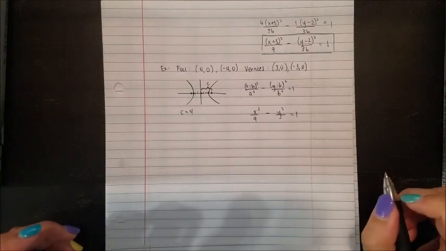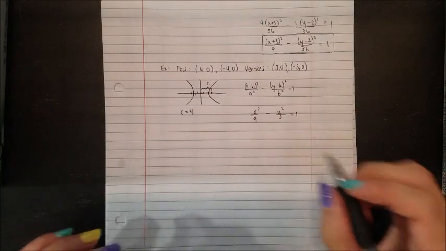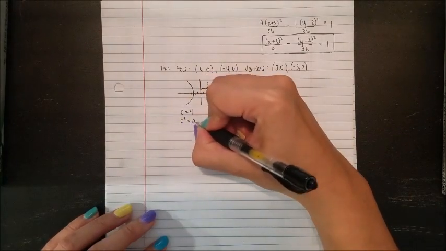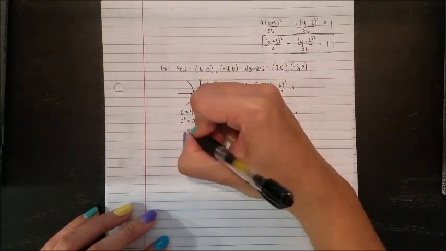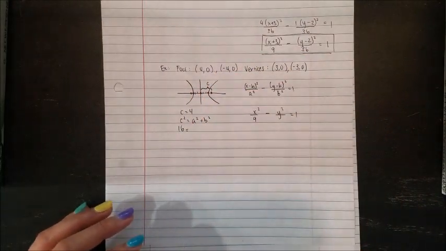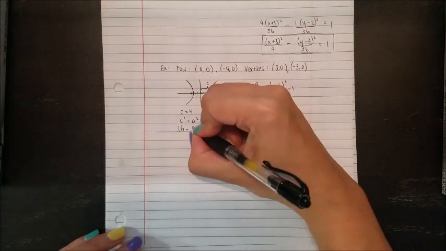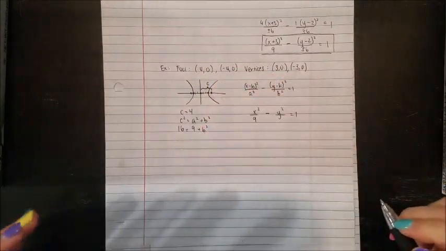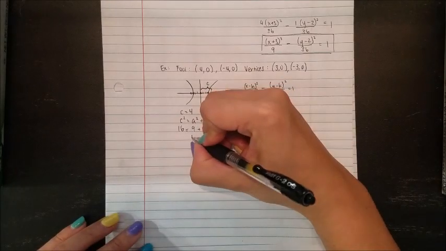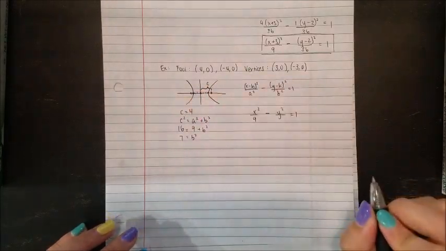So if I know c equals 4, I should be able to use the foci formula, where c squared equals a squared plus b squared. So if c is 4, that means c squared is 16. I also know a squared is 9. So I just need to figure out what b squared is. So if I subtract 9 on both sides, I get b squared equals 7.